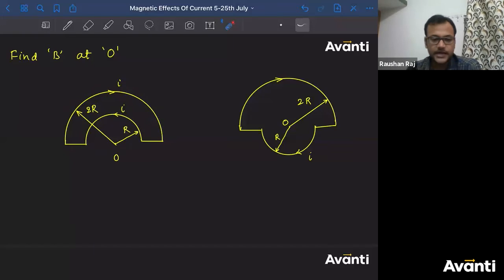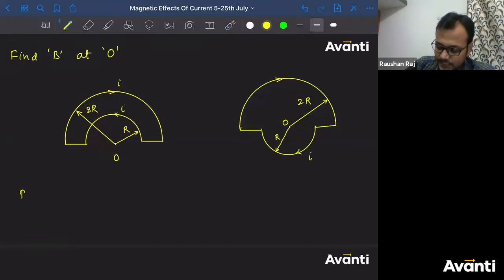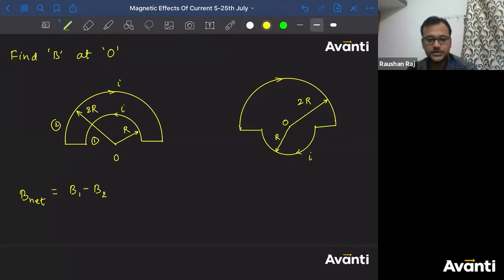That means the direction of magnetic field lines because of these two semicircular current carrying wires will be opposite to each other. So what will be the net magnetic field? If I name this as element 1 and this as element 2, I can directly write B1 minus B2. Why? Because B1 will be greater than B2, since the radius of the first part is smaller than the radius of the second part. And we know that the magnetic field due to this current carrying arrangement is inversely proportional to the radius. So if the radius is more, the field strength will be less.